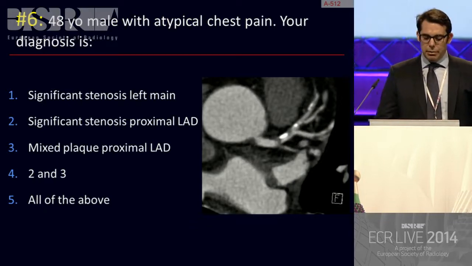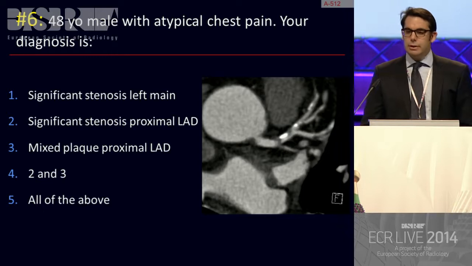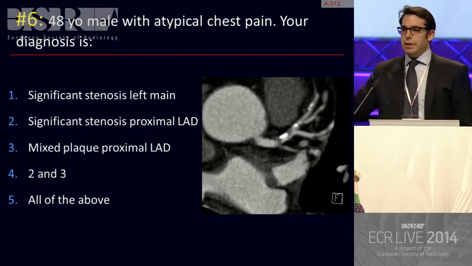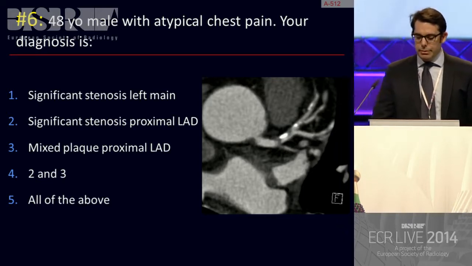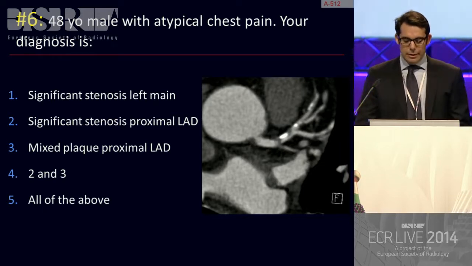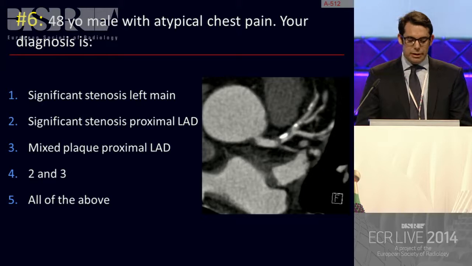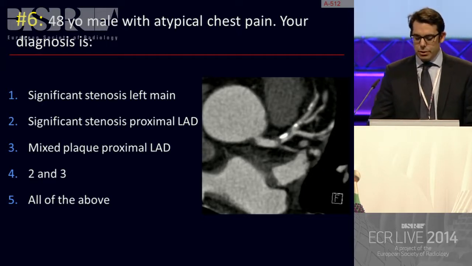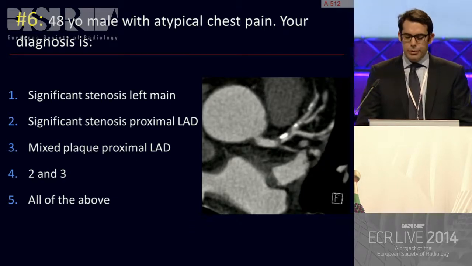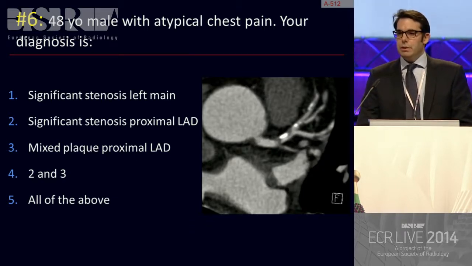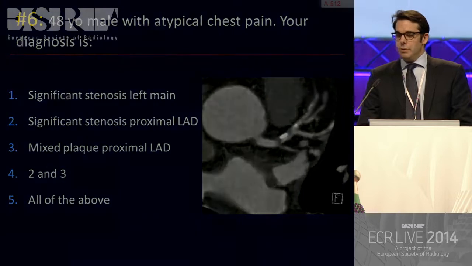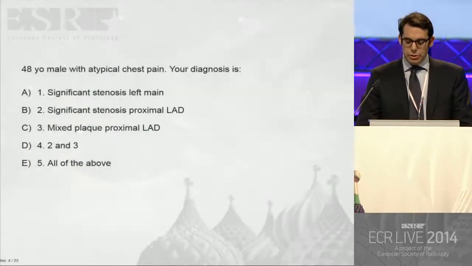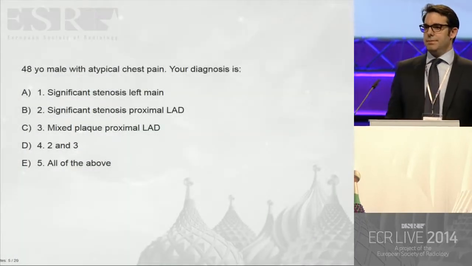This was a 40-year-old male with atypical chest pain. And this is the image that I got in the reconstruction, after the reconstruction in the PACS. Option one, I said significant stenosis of the left main. Option two, I said significant stenosis of the proximal LAD, mixed plaque proximal LAD. Option three, I said two and three, or I said all of the above. So if you have to vote for one of those options, what do you think that this patient has?